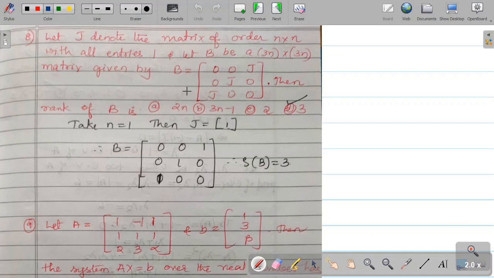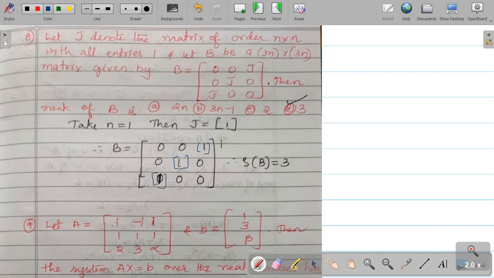Now let me check n equal to 1. Then J denotes a matrix of order 1 by 1, so it is a matrix containing only one element, 1. Let us substitute that value here. That is a matrix with the entry 1, matrix with 1, 3, 1.